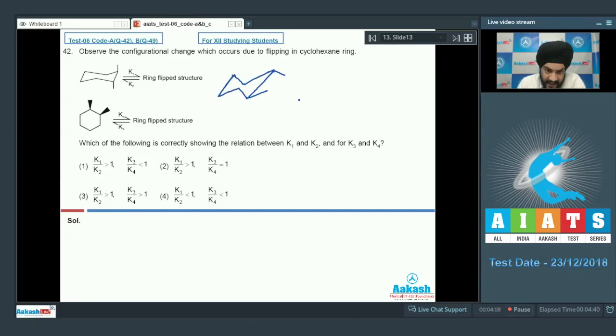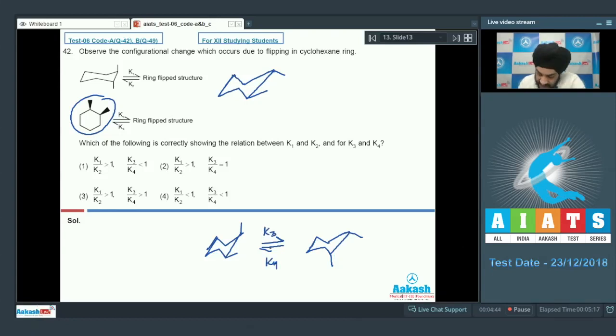If you look at the second configurational change which is given to us, we have the cis form. So if we try and draw it, the cis form can be represented as this. Now when we flip the ring, we get the cis structure again, in which the axial here becomes the equatorial here and the equatorial here becomes the axial over here. So if I talk about the constants involved here, we have K3 and K4 in the second conversion, and in the first conversion we already had K1 and K2.